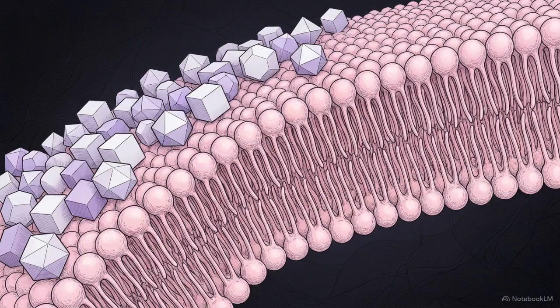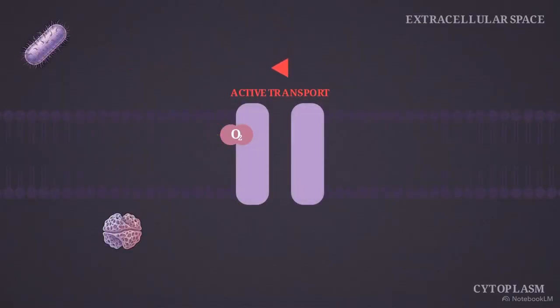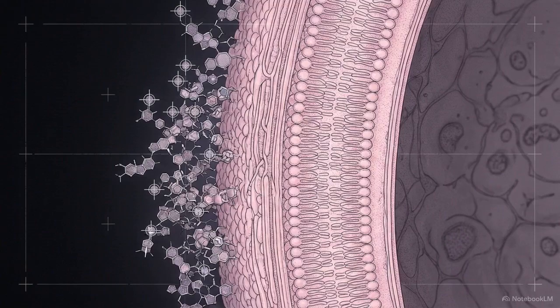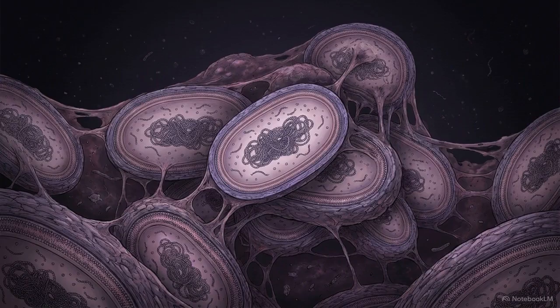But to reach that ribosome, aminoglycosides face a crucial physiological barrier. They require an oxygen-dependent active transport mechanism just to cross the bacterial cell membrane. The clinical consequence of this transport requirement is absolute. Because they need oxygen to enter the cell, aminoglycosides are useless against anaerobic bacteria.